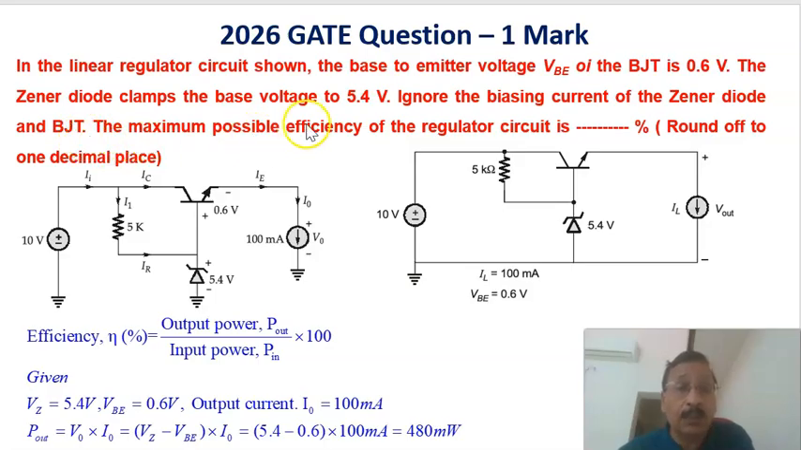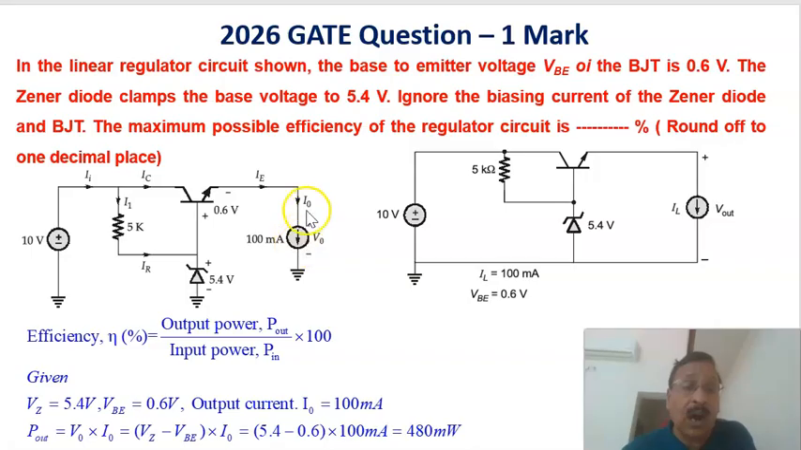The maximum possible efficiency of the regulator is how much? That is, what is the maximum possible efficiency in this regulator? That is the question, to be rounded off to 1 decimal place. Now this is a Zener voltage regulator, in which the input voltage is given, equal to 10 volts, and the Zener breakdown voltage VZ is given, and of course the load current is equal to 100 milliampere.